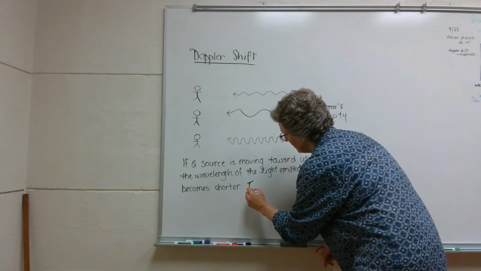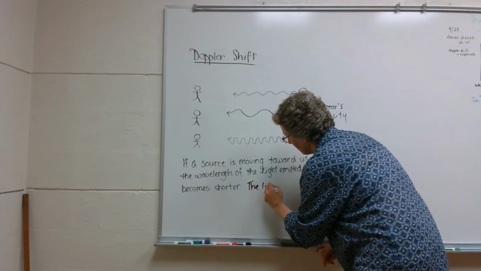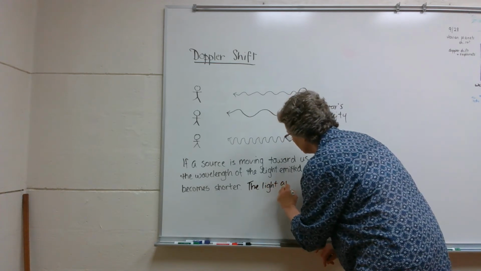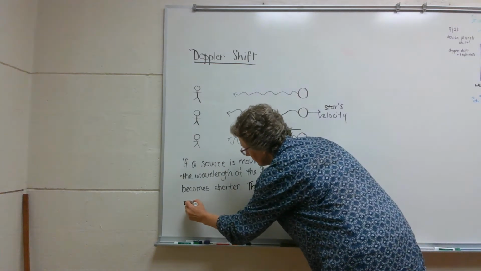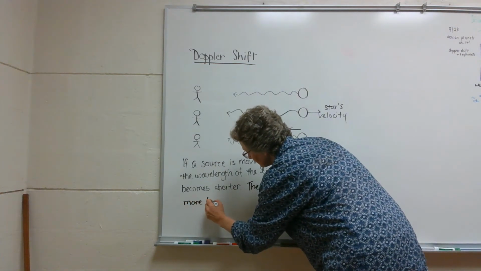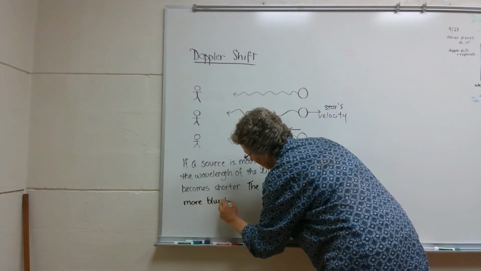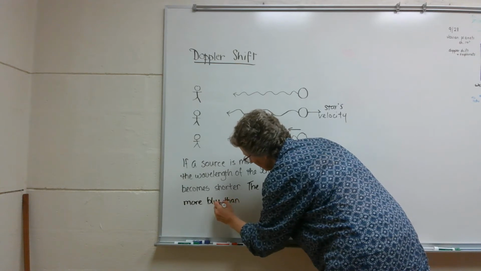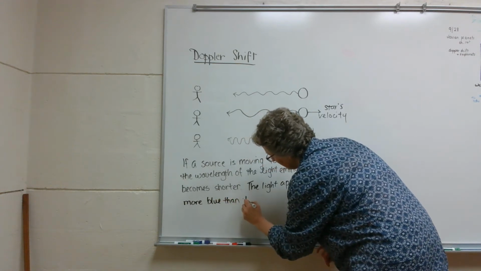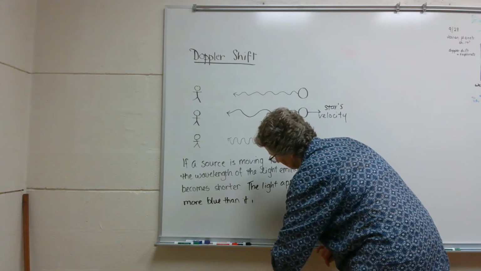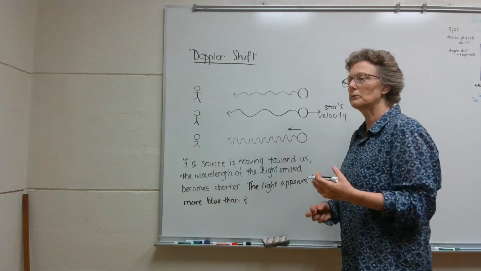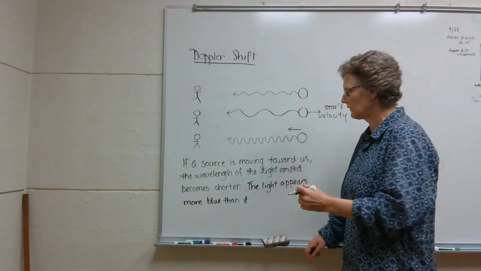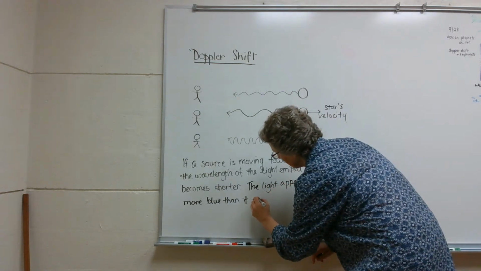So let me write, the light appears more blue than it should be, let's say. Okay, so it should be in the sense of what would be the wavelength if the source wasn't moving.